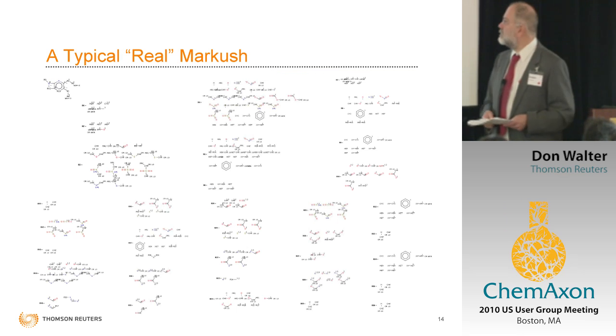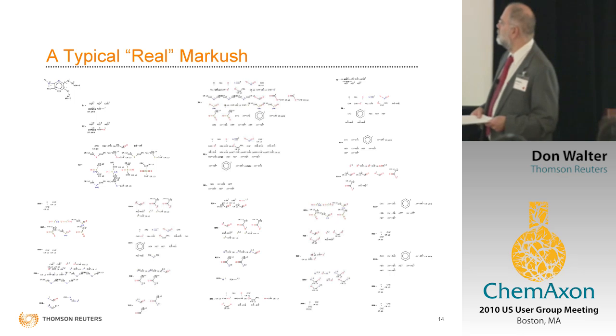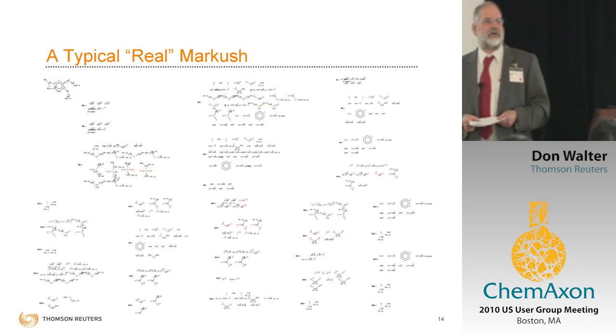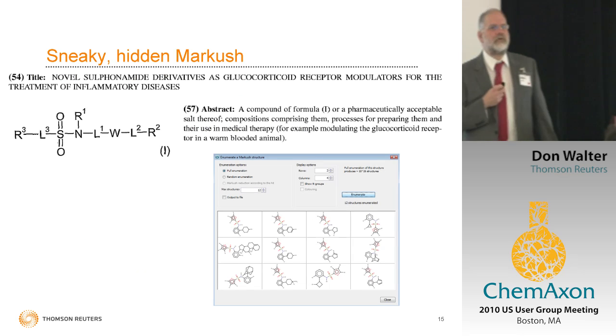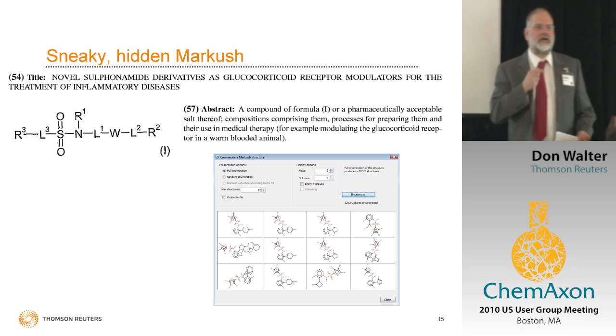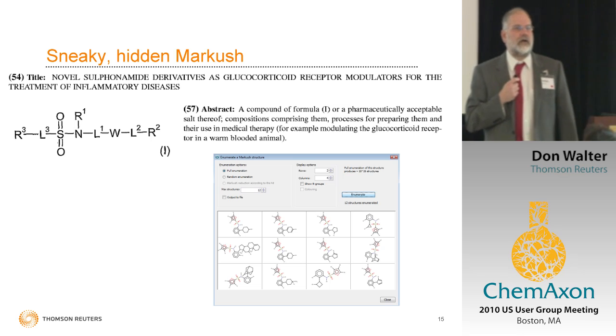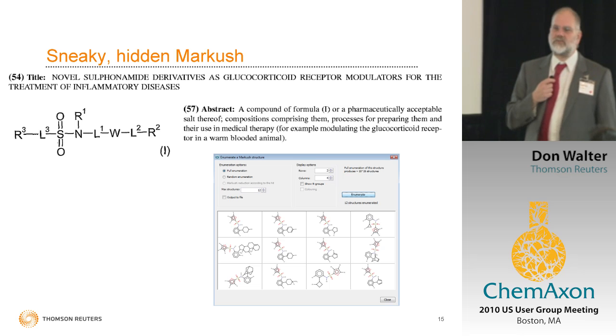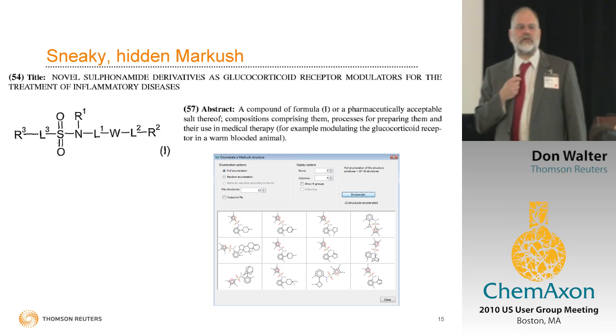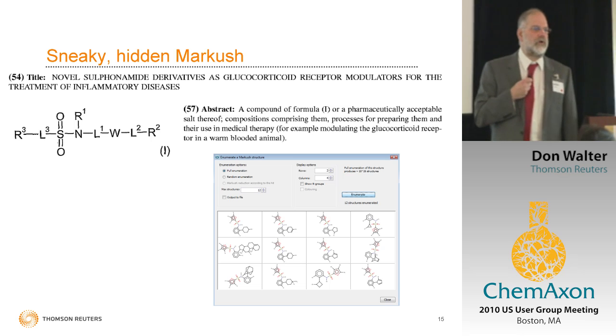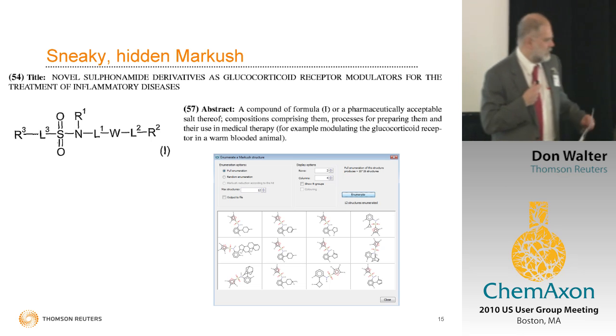Here is another typical real Markush, and I'm not going to ask you to find any errors on that page. And then there are some sneaky Markushes, some fairly extensive ones, like the one given here, where basically we have what looks like a small molecule, except every single position can be any number of R groups, atoms, whatever.